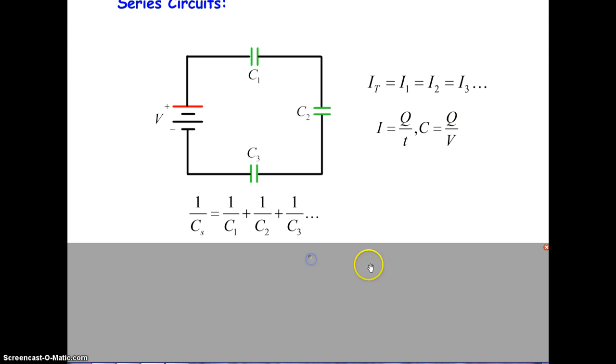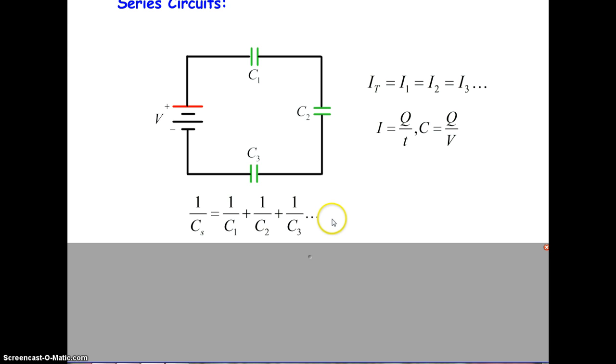Lastly, for a series circuit, if we wanted to know what was the equivalent capacitance of the entire circuit, another way to say that is what is the total capacitance for the entire circuit. We take the reciprocal of the total is equal to the sum of the reciprocals of the individual capacitors in that circuit. So on your reference table, you'll see 1 over C_S, which is the 1 over total capacitance in series, equals 1 over C1 plus 1 over C2 plus 1 over C3, and the dot dot dot just simply is there in case there are more capacitors than that.